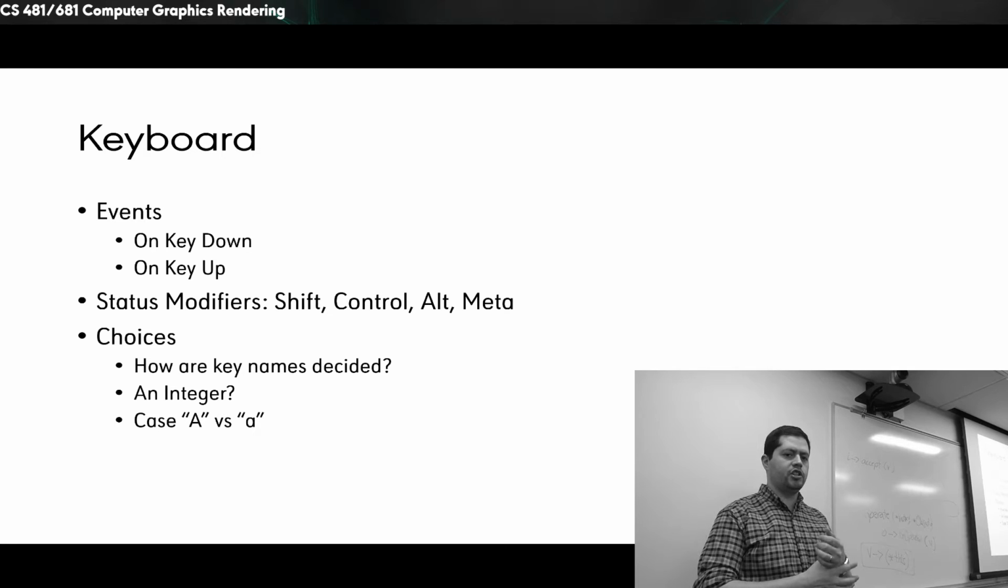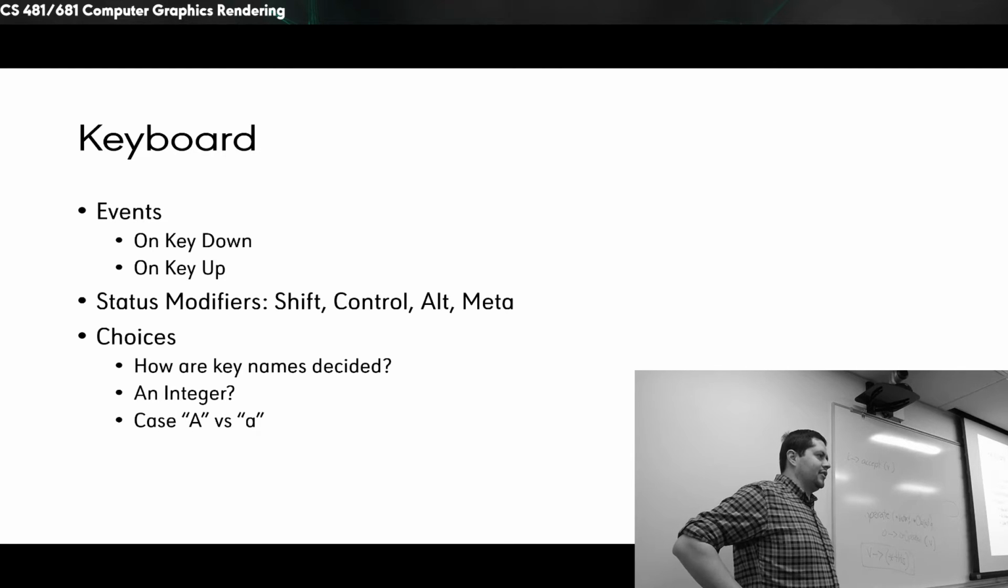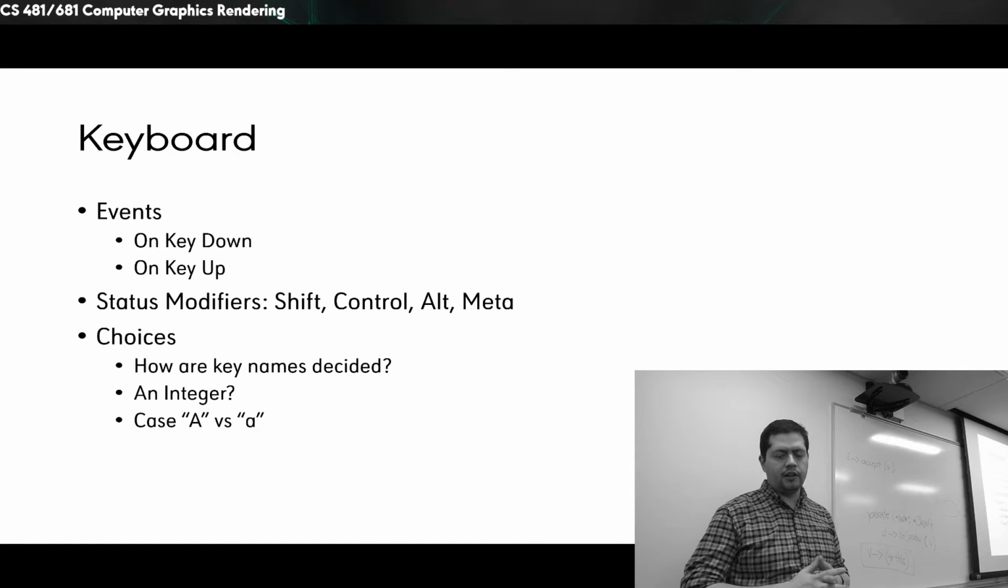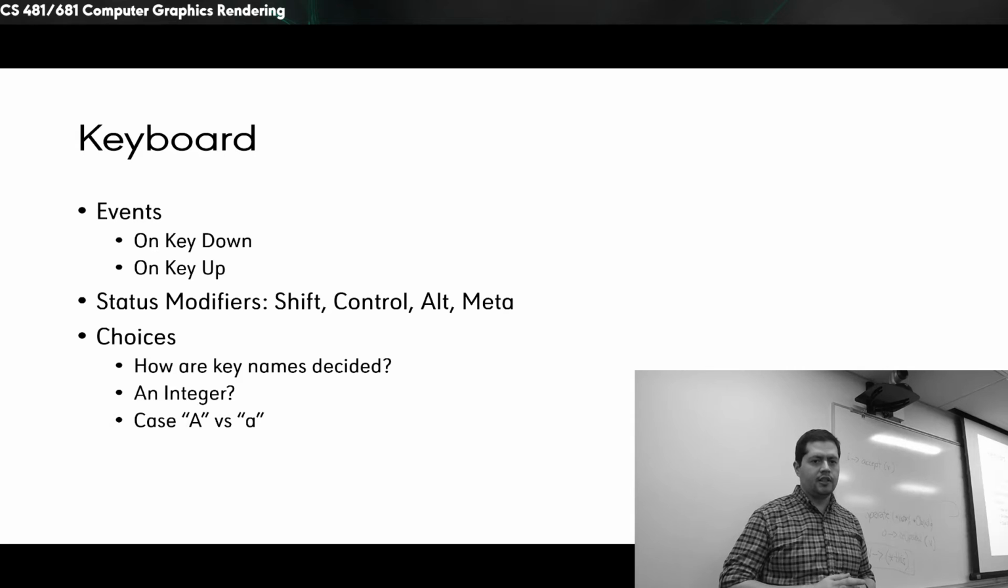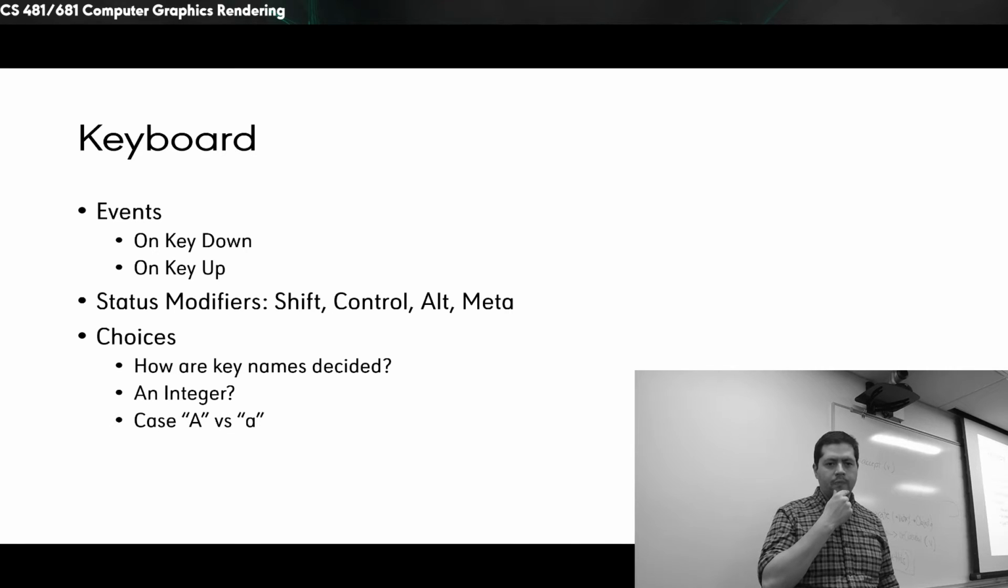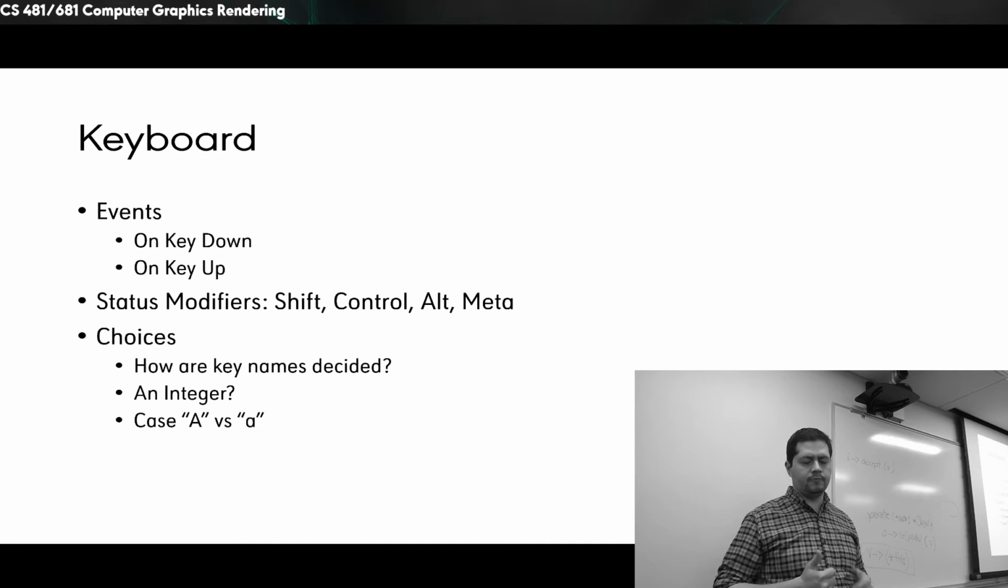But the general idea is that keyboard and mouse are well-established input devices, and people are used to interacting with them. And the basic things you can do as far as events are that you can find out when the key goes down, and when the key goes up.